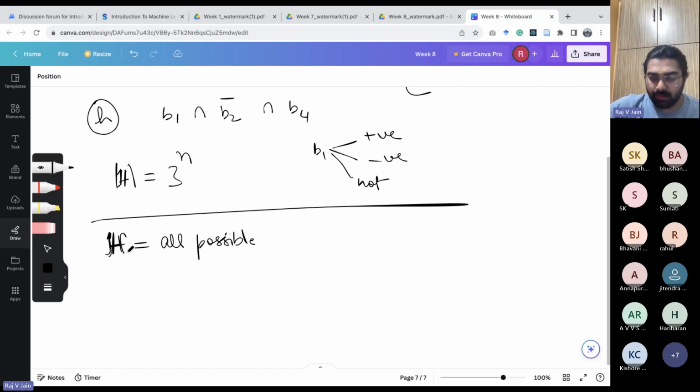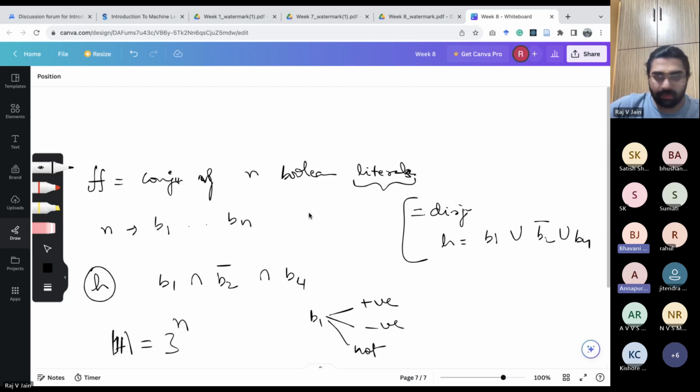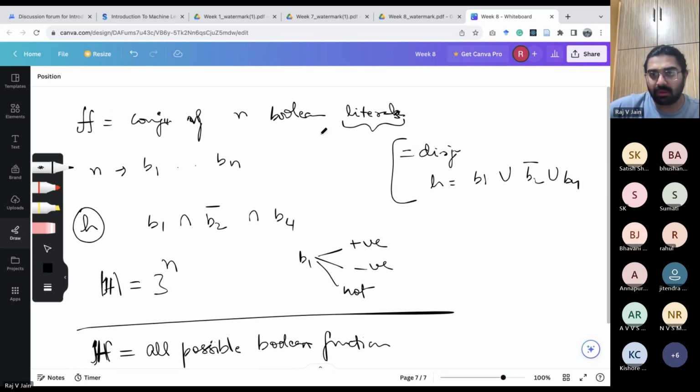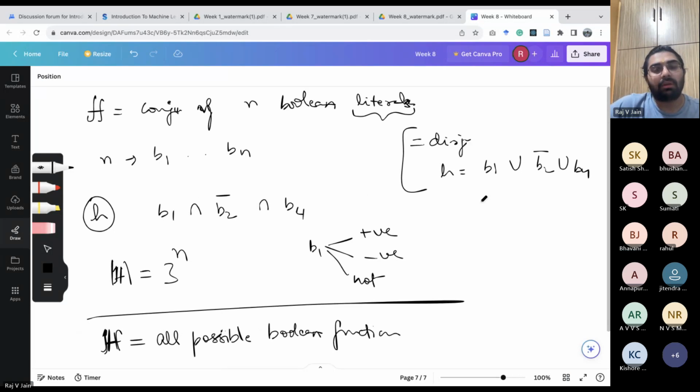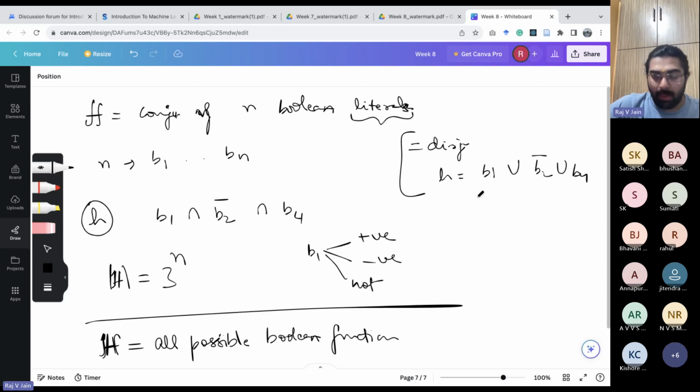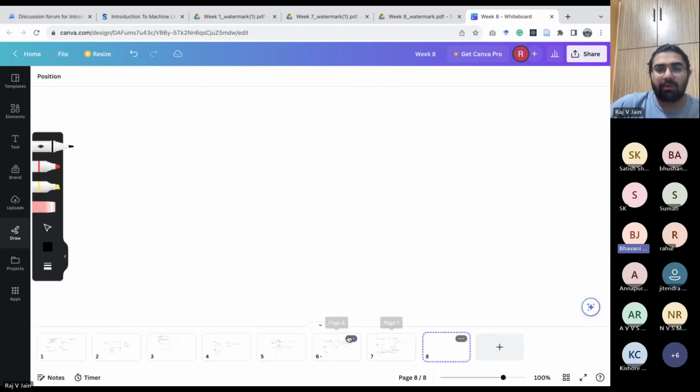So in that case, what was H? We were saying all possible Boolean functions. If you have all possible Boolean functions, you'll have 2 power n. And this is all possible Boolean literals, is that what you're saying? So conjunctions of n Boolean literals. Only conjunction, only the and operation. I hope you understand what conjunction and disjunction are. Is that not clear? No, sir, I'm a little not able to recollect that.